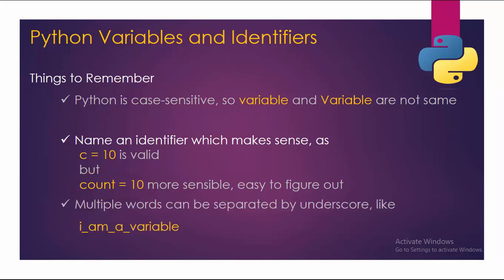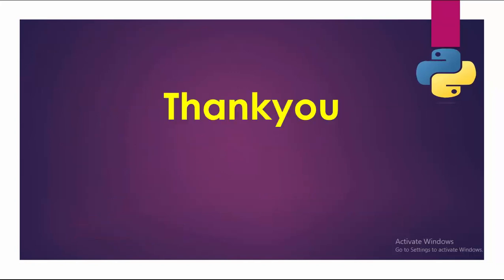We can use multiple words for Python variables and identifiers just by separating them with underscores, like I_am_a_variable. So this is the brief intro of Python variables and identifiers.